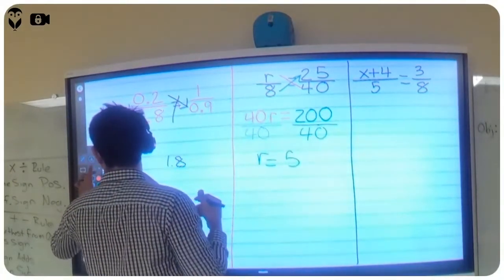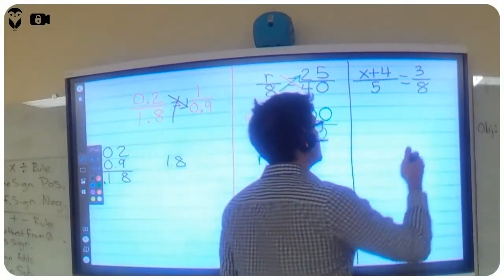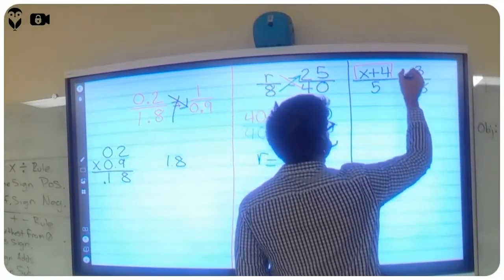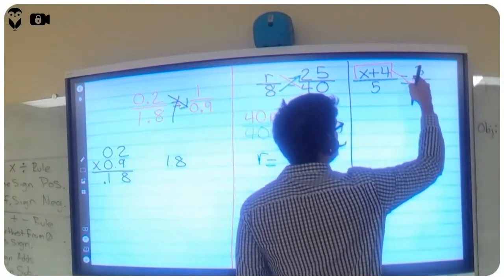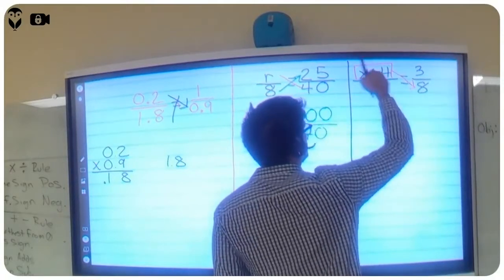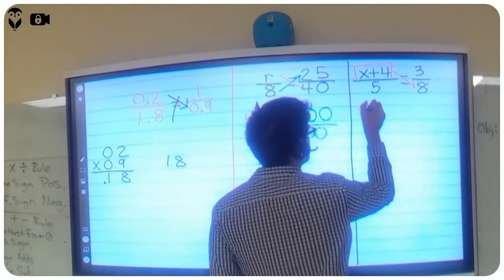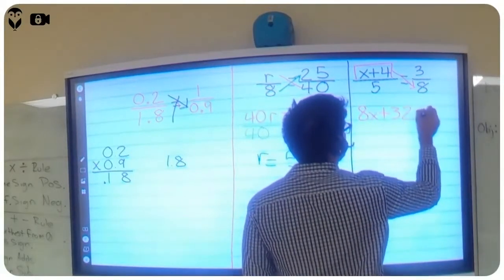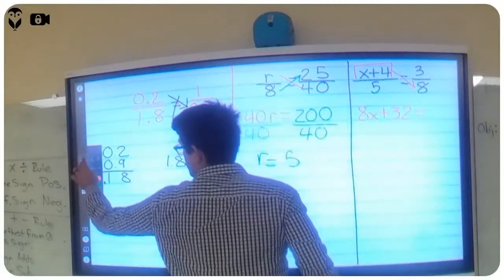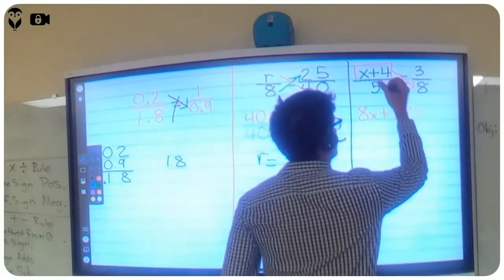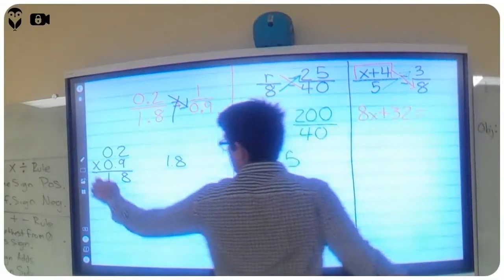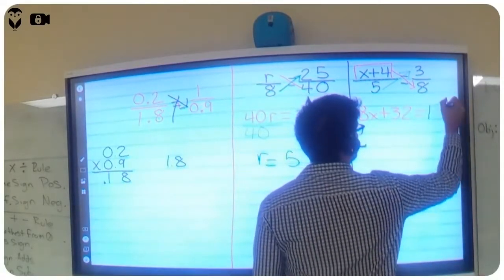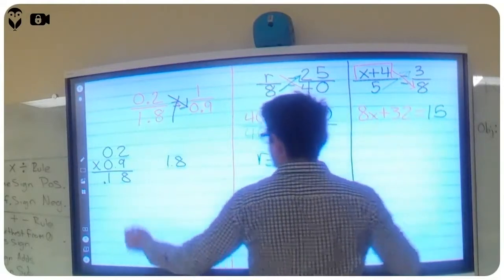Last one over here. Again, an equal sign in between two fractions. We're going to cross multiply. So it's going to be this whole thing times 8. Or the reverse is true as well, 8 times all of this. So you're going to be left with 8x plus 32 equals, and that has to be equal to this cross multiply, 5 times 3, which gives us 15. Now we have to solve this two-step equation.